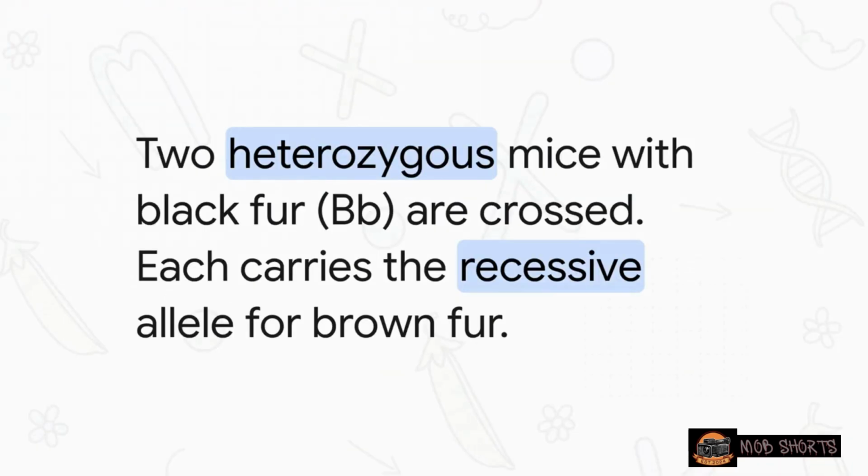This time both parents look the same. They both have black fur. That's their phenotype, but their genotype is heterozygous, big B, little b. And this is key. They are both secretly carrying that recessive allele for brown fur.